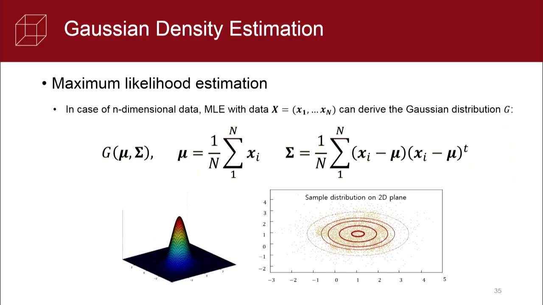In the case of n-dimensional data, the maximum likelihood estimation with the data x can derive the Gaussian distribution G with these parameters. Mu and sigma can be calculated in this way by using this data. So we think that with these parameters, the likelihood function is maximized.